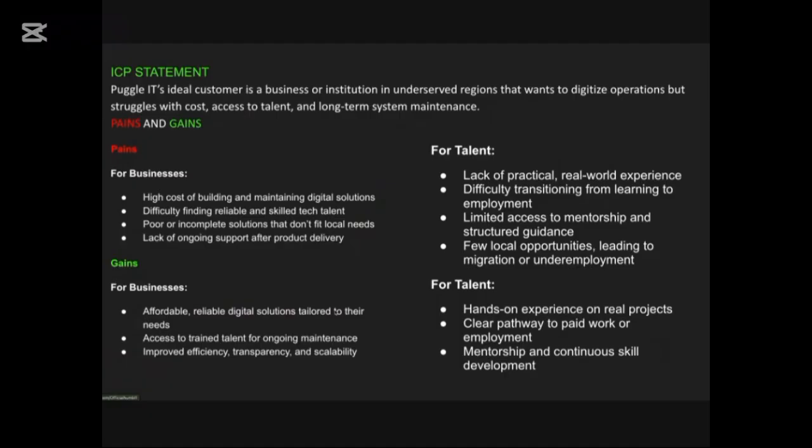So for talent: hands-on experience, real projects, a clear pathway to paid work or employment. At an early stage, they already know that there is dignity in labor. When you deliver value, you get paid. Mentorship and continuous skills development, which is all captured in our system, so they have that for a lifetime to keep learning.